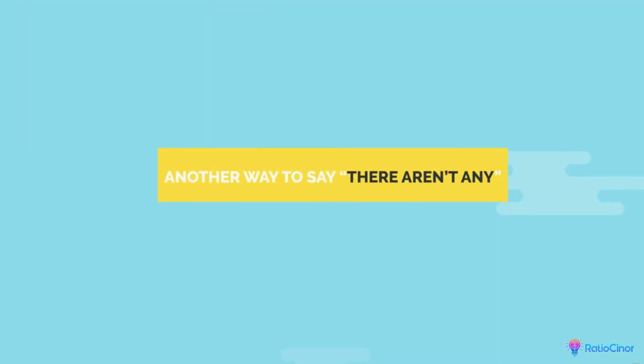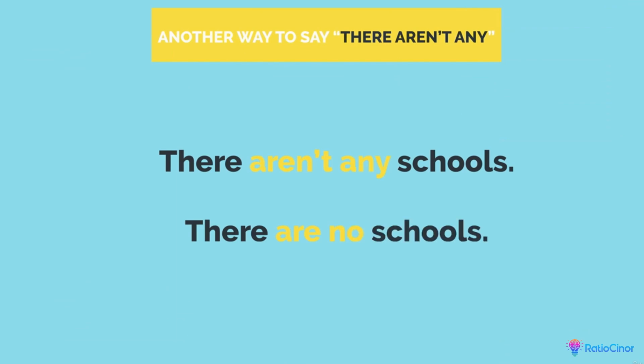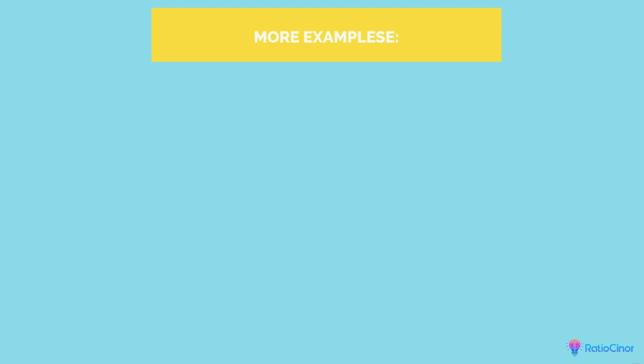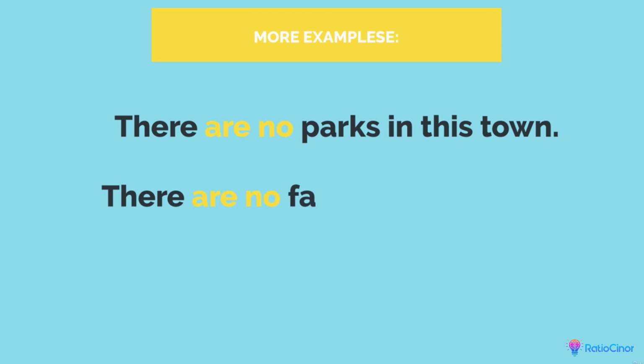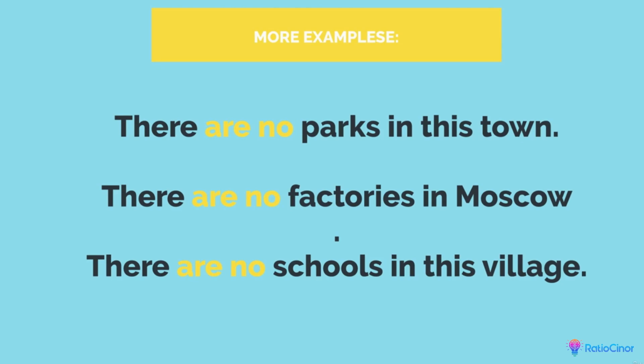Another way to say there aren't any. You can use no instead of not any. It means the same thing. There aren't any schools. There are no schools. More examples. There are no parks in this town. There are no factories in Moscow. There are no schools in this village.